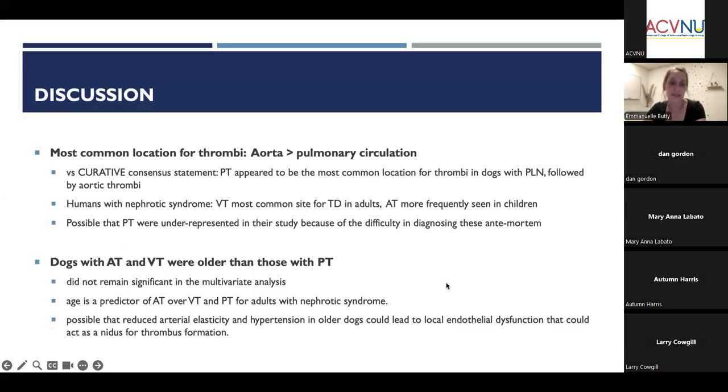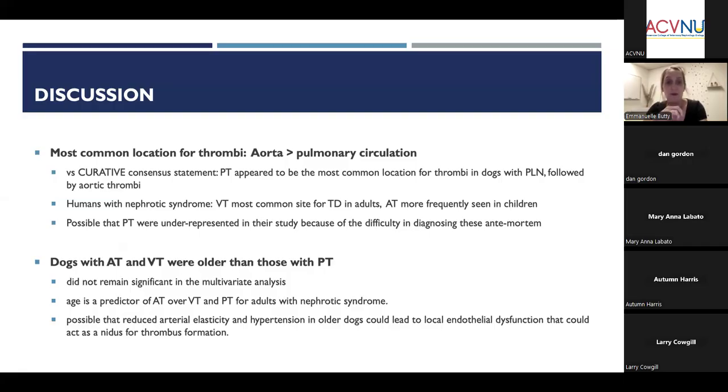And something that they discuss as well in the difference between the thrombus location is the age of the dog. So they tend to be older when they have arterial or venous thrombi compared to the ones that have thrombi in the pulmonary circulation. But this age difference did not remain significant in the multivariate analysis.